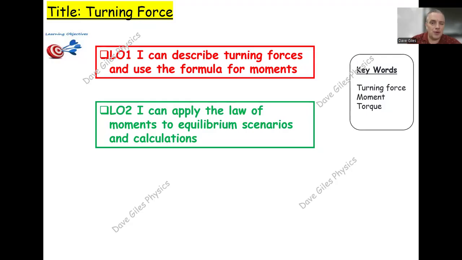Hello, it's Dave Giles here for the next lesson of Cambridge International Education IGCSE Physics Units P1 Forces, Motion and Energy. And today we're looking at turning forces or moments. So I want you to describe turning forces and use the formula for moments. And you apply the law of moments to equilibrium scenarios and calculations.